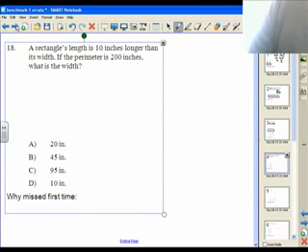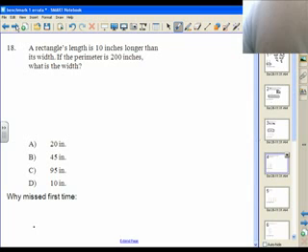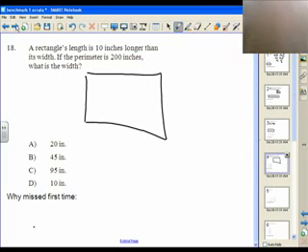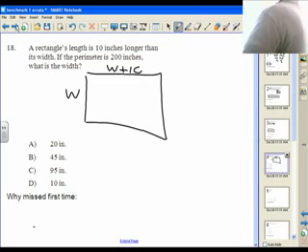All right. Number 18. Rectangle. Length is 10 inches longer than its width. What I like to do with things like this is draw a picture. It says the length is 10 inches longer than the width. Well, if the width is W, what would be the length? W plus 10. Right? Because that's what they're asking you.